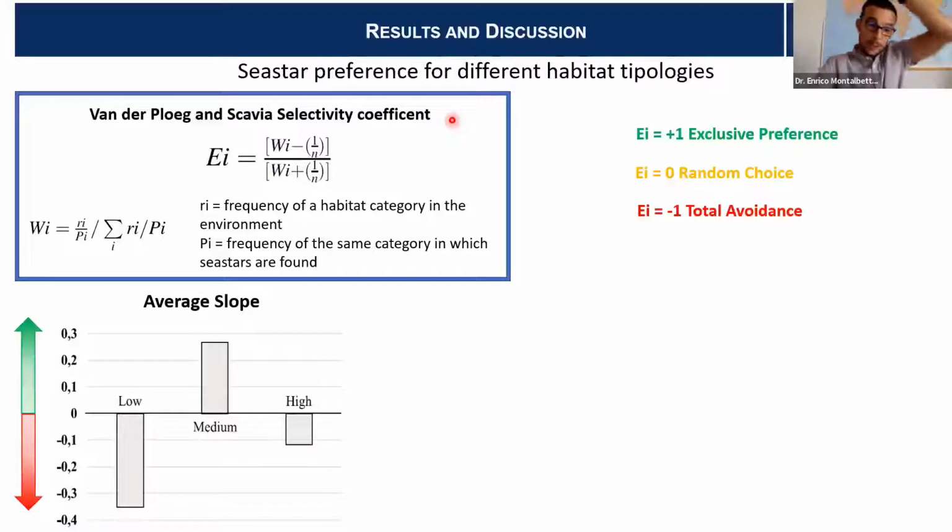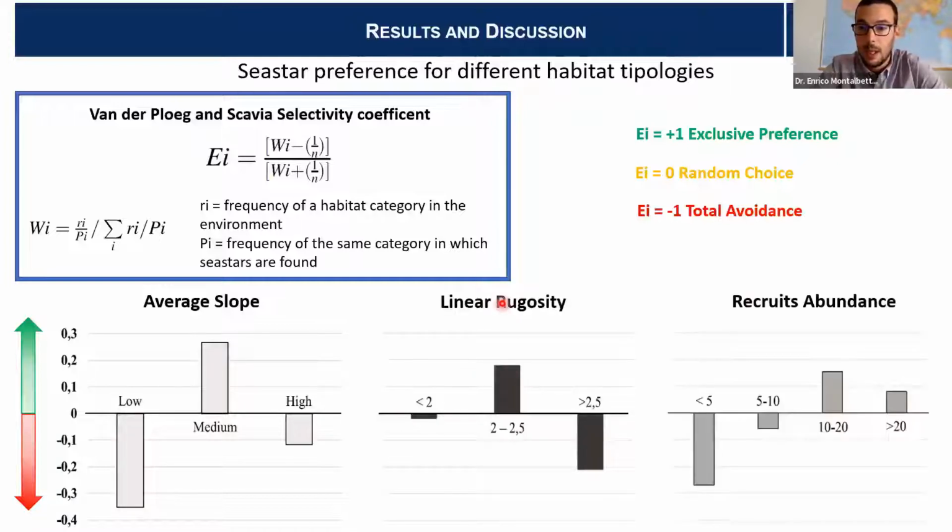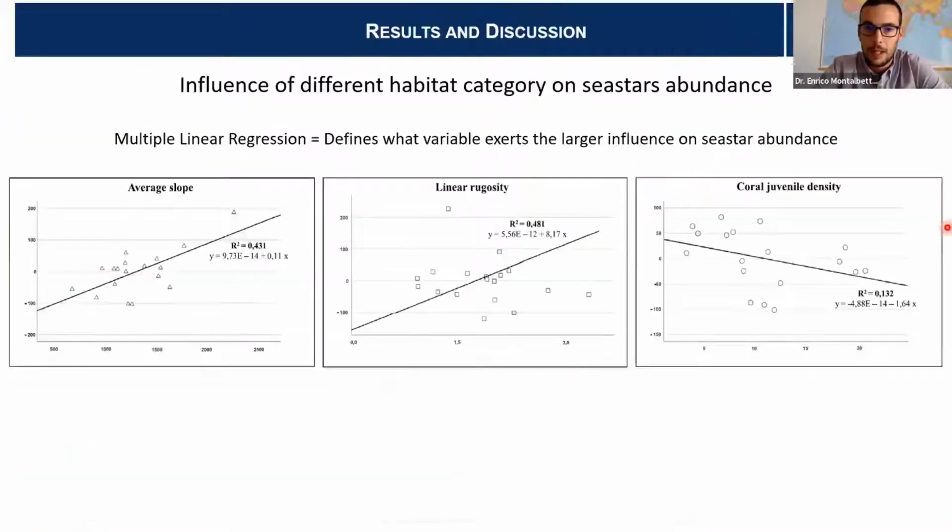You can see from these plots that seastars preferred habitat with medium average slope, with a medium value of rugosity, and with a recruit abundance, thus meaning a coral prey abundance, between 10 and 20, and in general larger than 10. Again, you can see here that seastars refused habitat that was too steep and too complex. Anyway, a selectivity coefficient only gave us a preference for a certain kind of habitat considered alone, without the influence that these categories can have on each other and their interactions.